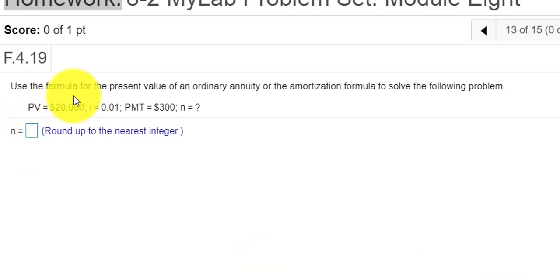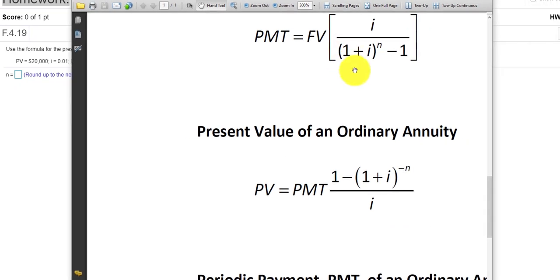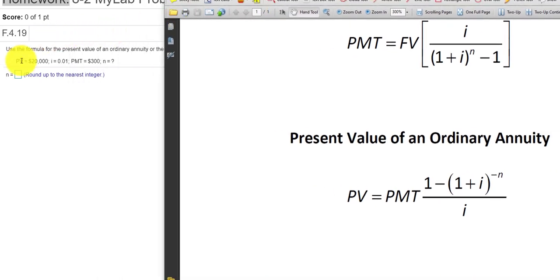This question says, use the formula for present value of an ordinary annuity or the amortization formula to solve the following problem. So here is the formula for present value of an ordinary annuity. I believe you can find that in your formula sheet. And we're given PV. We know this value here is 20,000. We're given the payment, PMT, which is 300. The only thing we don't know is the value for N, right? So we have to solve for N. So I can plug everything else in here and solve for N.